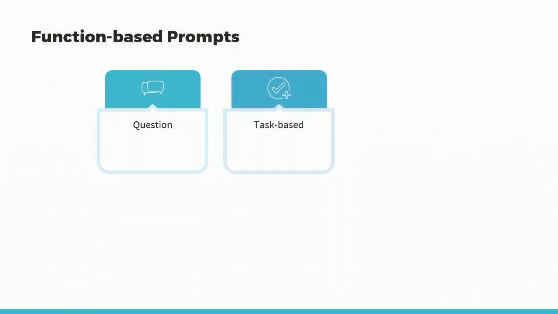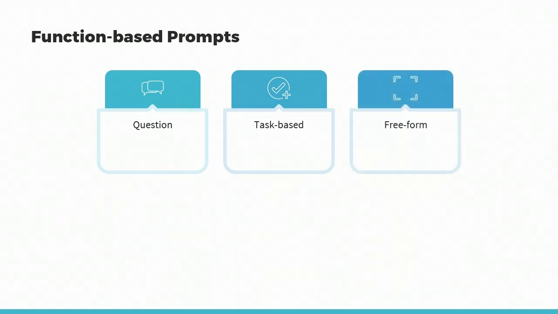Task-based prompts. These prompts require the model to perform a specific task, such as summarizing a text or translating a sentence. For example, a task-based prompt could be "Please summarize the main points of this article." The model would then generate a response that summarizes the article. Free-form prompts. These prompts allow the user to provide any input they wish, and the model generates a response based on that input.